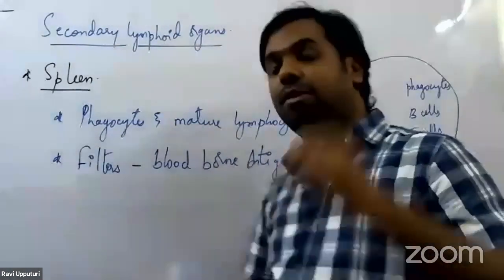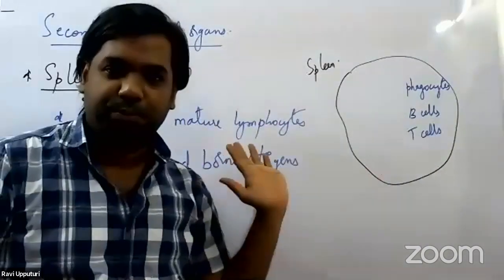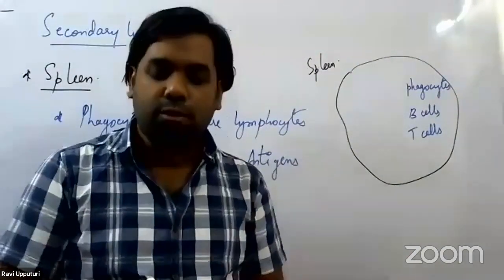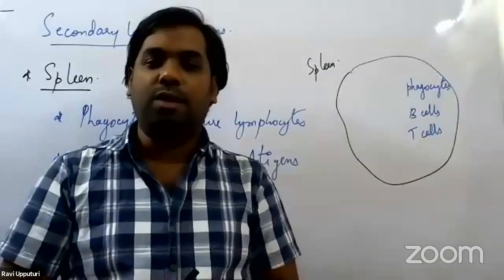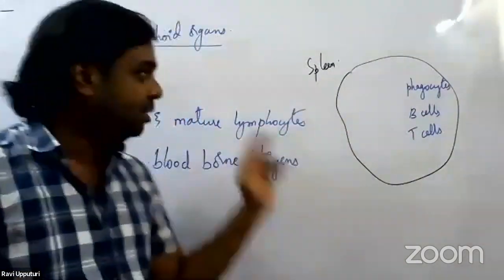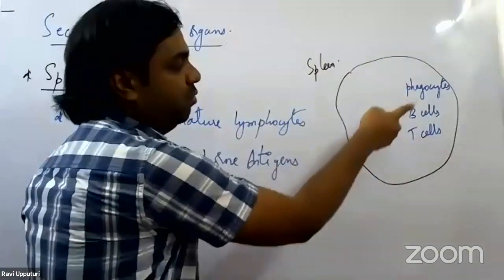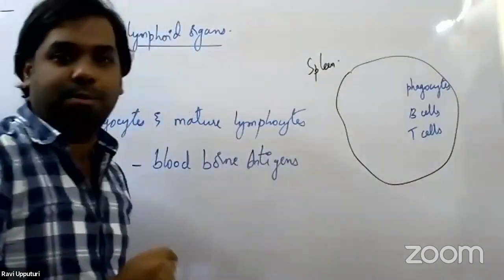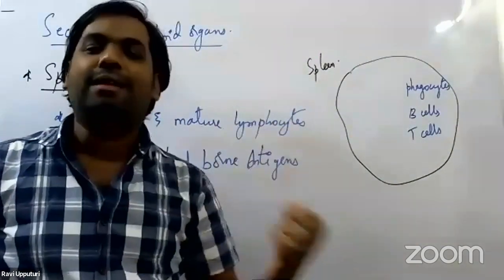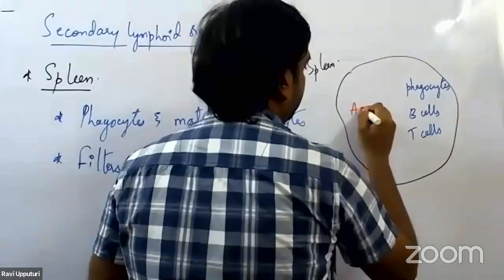B lymphocytes, after maturation in the bone marrow, usually move from the bone marrow into the spleen. Similarly, T cells, once they are formed in the bone marrow, move into the thymus for the process of maturation. After maturation, from the thymus, they start moving into this particular organ called the spleen. So in the spleen, we have the phagocytes, the mature B cells and the mature T cells. Now, as the blood starts passing into the spleen, whatever antigens are present in the blood are trapped here in this particular spleen.